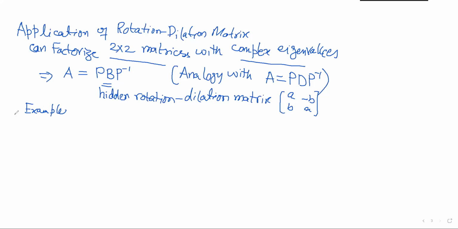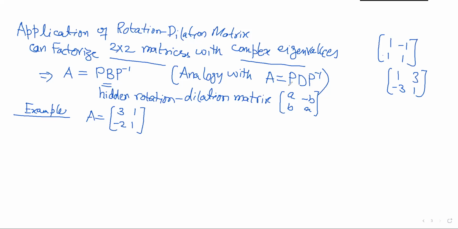Let's see it with the help of an example. Suppose we have matrix A and we want to factorize it into P B P inverse. Suppose we have matrix A as 3, minus 2, 1, 1. This matrix is not in this form, so this is not a rotation dilation matrix. A rotation dilation matrix will be something like 1, 1, minus 1, 1, or maybe 1, minus 3, 3, 1. So there will be some rotation dilation matrix associated with this, and then we can write it like P B P inverse.